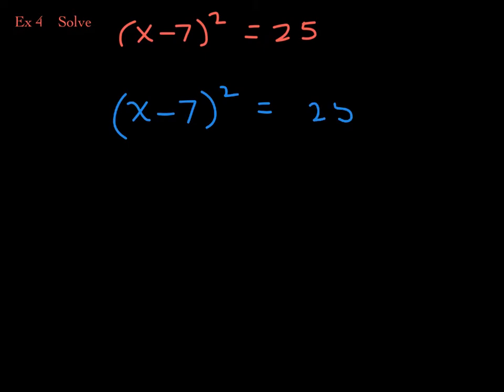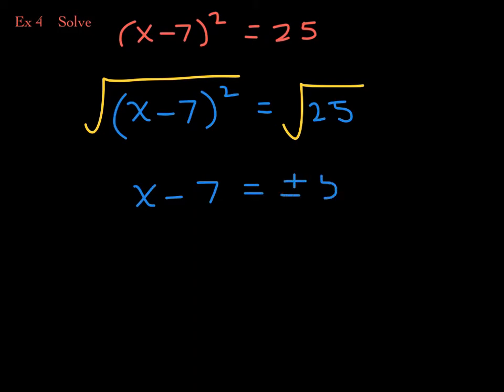So I'll take the square root of the left-hand side. Now the square root of something being squared is just going to give you the base. So x minus 7 is all you have. Don't forget, plus or minus 5. Now to solve for x, let's add 7 to the right-hand side.